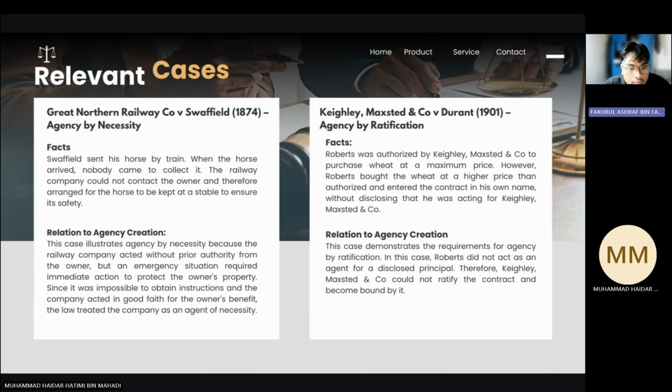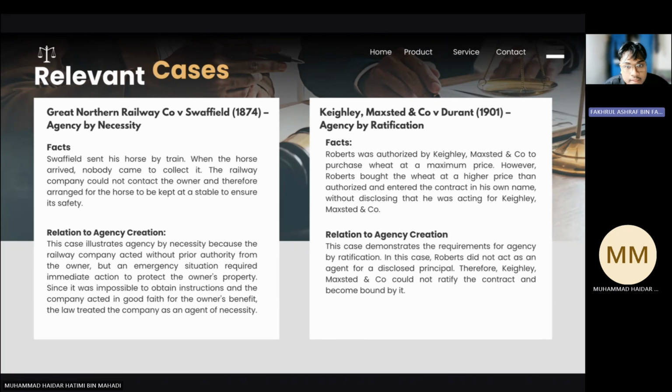Because the railway company acted without prior authority from the owner, but in an emergency situation, immediate action was needed to protect the owner's property. Since it was impossible to obtain instruction and the company acted in good faith for the owner's benefit, the law treated the company as an agent of necessity.